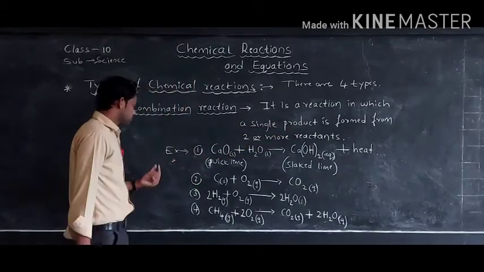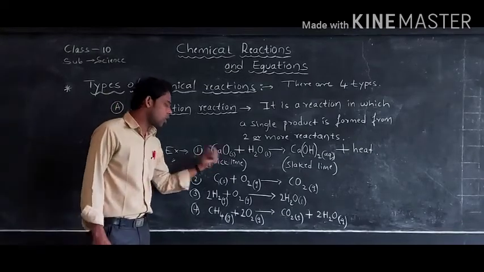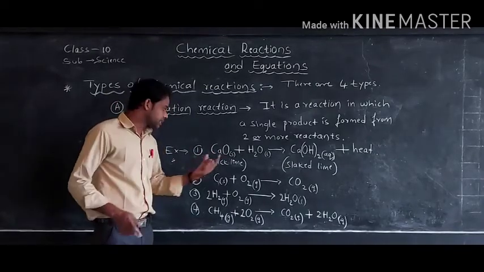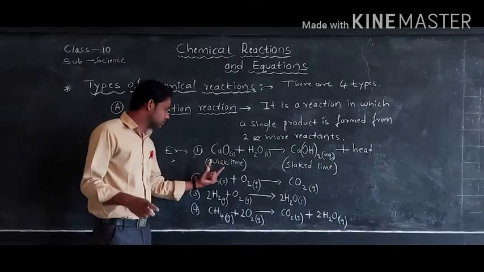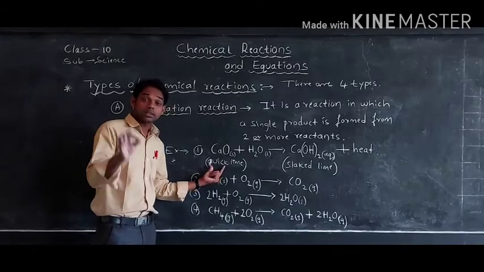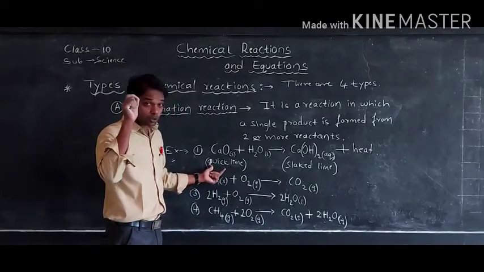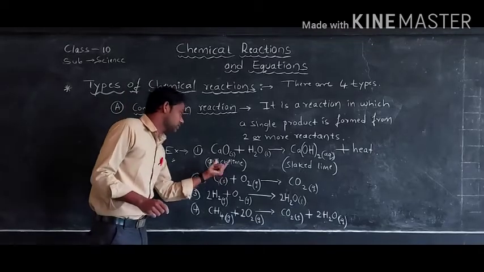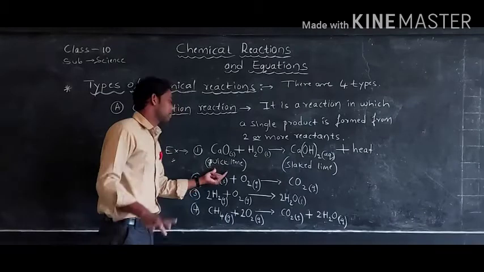For example, number 1, calcium oxide. It is in the solid state. One more name of this calcium oxide is quicklime. Remember in your mind, quicklime means calcium oxide. Calcium oxide means quicklime. Okay.